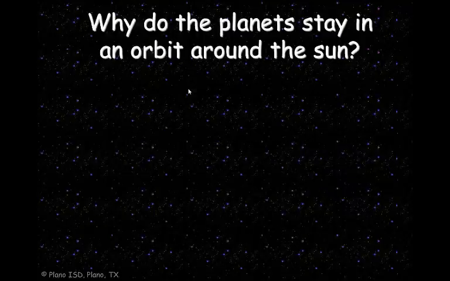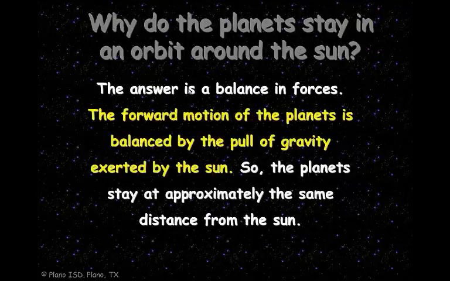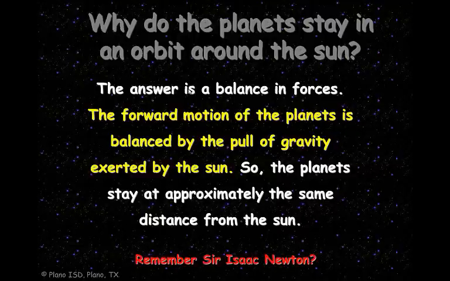Why do planets stay in orbit around the sun? The answer is a balance in forces. The forward motion of the planet is balanced by the pull of gravity exerted by the sun. So the planets stay at approximately the same distance from the sun.